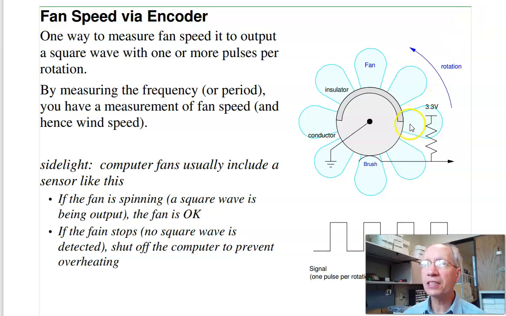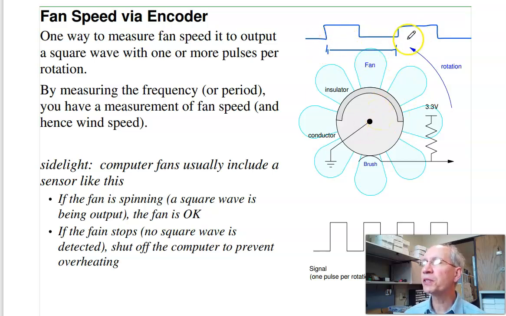What it does is that speed sensor is grounded for half the rotation. So if I ground the middle point, this guy is grounded half the time, floating half the time. Use a pull-up resistor, and what I get is a square wave. As the fan rotates, I get a square wave out. One cycle is one rotation. So if I can measure the frequency of the square wave, I can measure the speed of the fan.